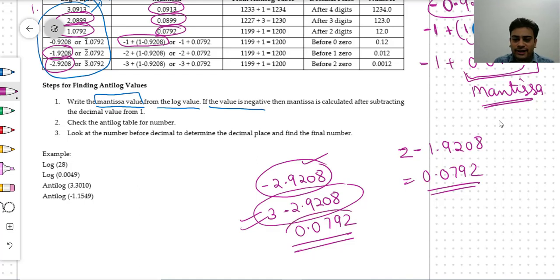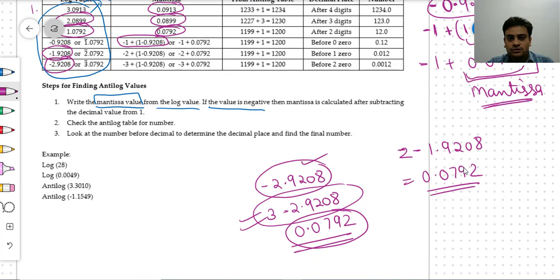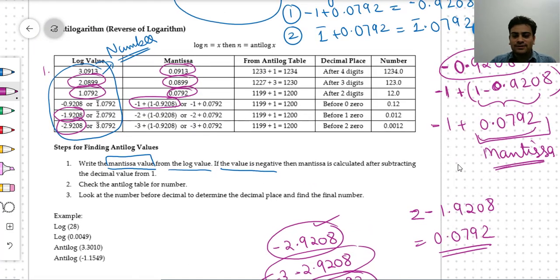Is this clear? So this is the way to find the mantissa in case of negative log values. In case of positive log values, whatever number is after the decimal shows my mantissa value. Clear? Okay. So now we come to the second thing. The first step is that you need to find the mantissa value.